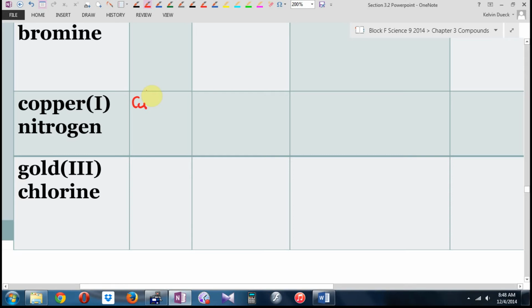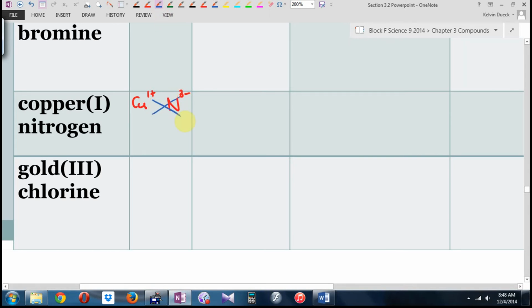Copper can be plus 2 plus, or what? Oh, they want me to use the 1 plus. Nitrogen, hey, that's not multivalent. What's the charge on nitrogen? 3 minus.